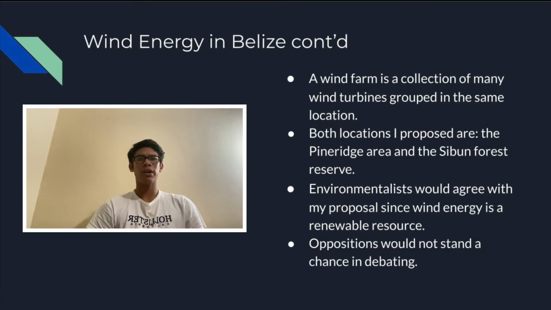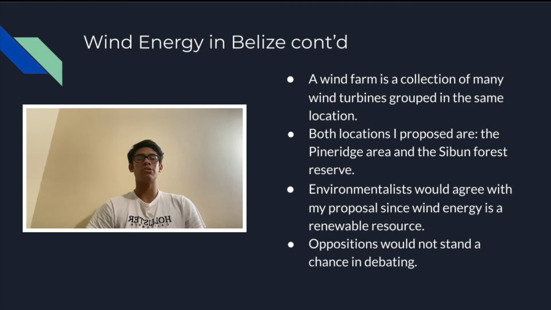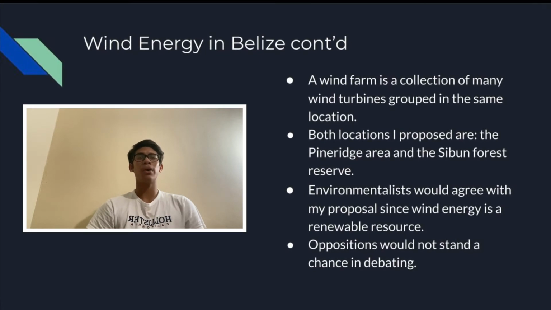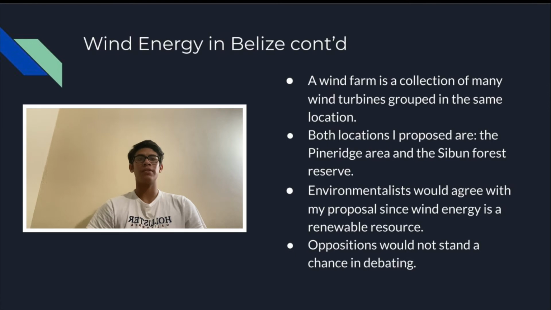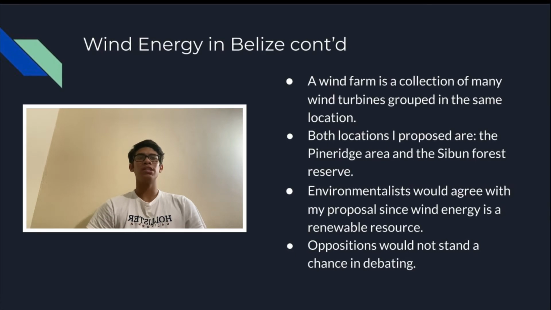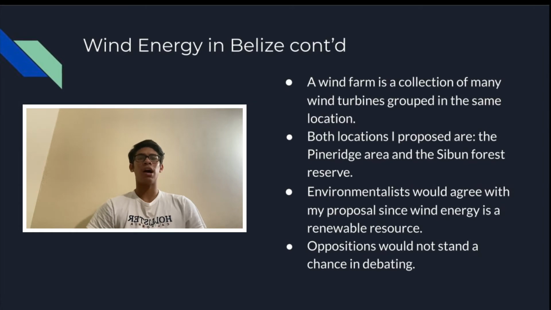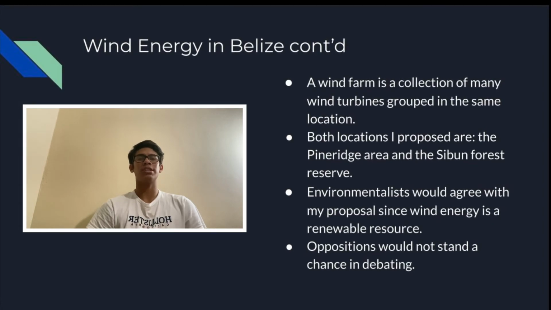The second location would be the Sibun Forest Reserve. This area consists of vast lands where a wind farm would be nicely situated. These wind turbines would need to be placed in a specific area where they would all work together and cause no damage to any civilizations nearby.